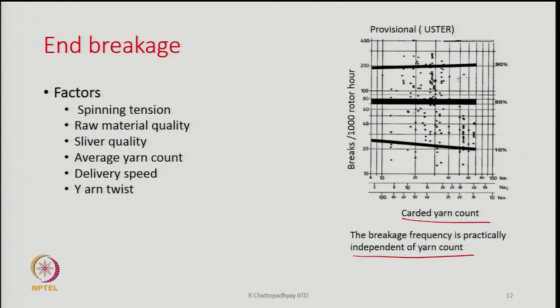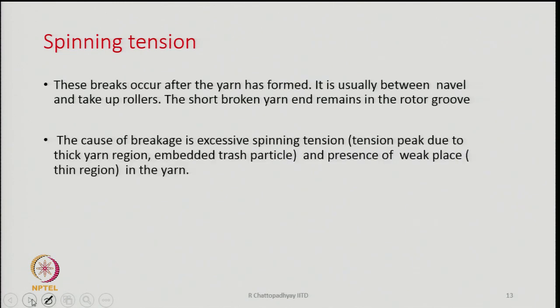Now, the factors which affect the end breakage rate: first of all is spinning tension, next is raw material quality, sliver quality, average yarn count, delivery speed, and yarn twist. These are the many factors that can affect the end breakage rate. First, we discuss spinning tension, which we have already discussed. These breaks will occur after the yarn has been formed. It is usually between the navel and the take-up rollers. The short broken yarn end remains in the rotor groove.